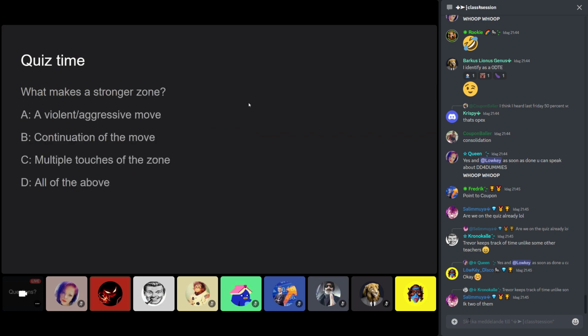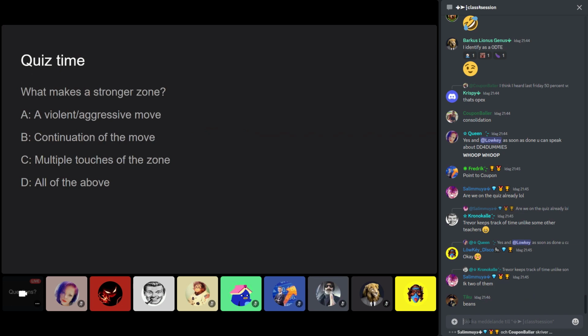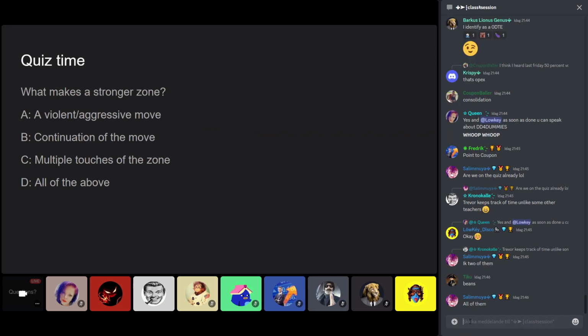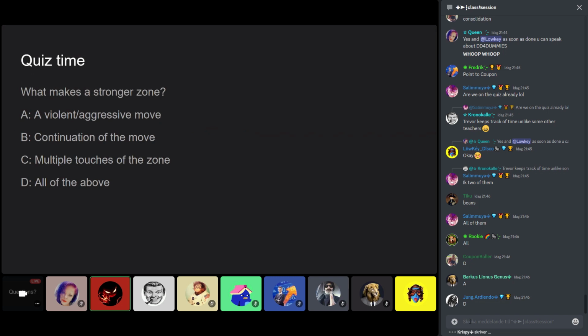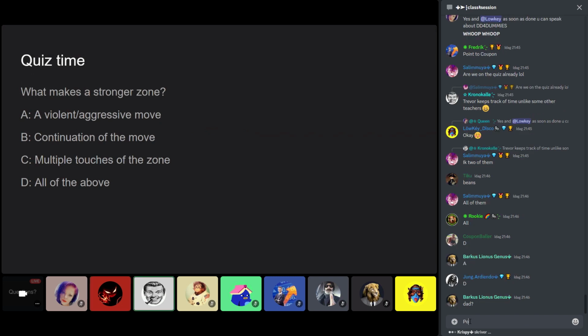All right. What makes a zone stronger? A violent aggressive move, continuation of the move, multiple touches of a zone, or all of them. All right, yeah, 3 different people said it at the same time. I don't know how to say that name. Salim Muya, rookie, coupon.